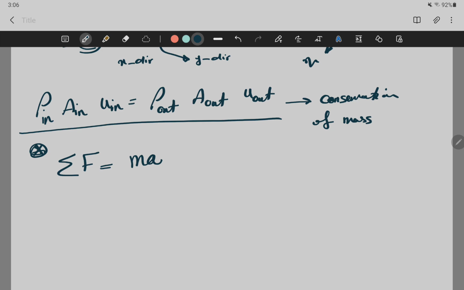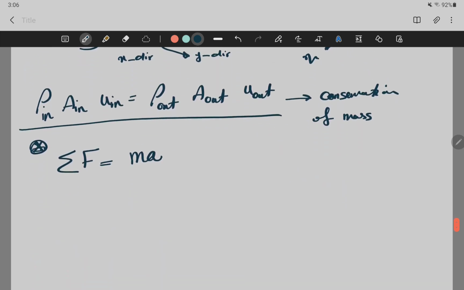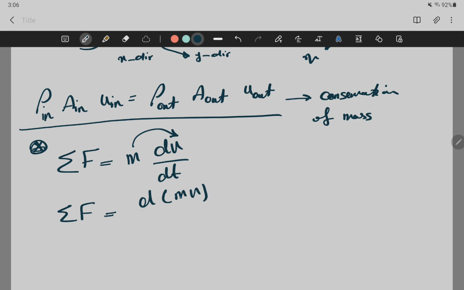But for our purposes, we don't really use a. We use the derivative of velocity with respect to time, right? And since your mass actually may change, we haven't made any assumptions yet, we have to take this inside the derivative as well. So sigma F is equal to d(mv)/dt.